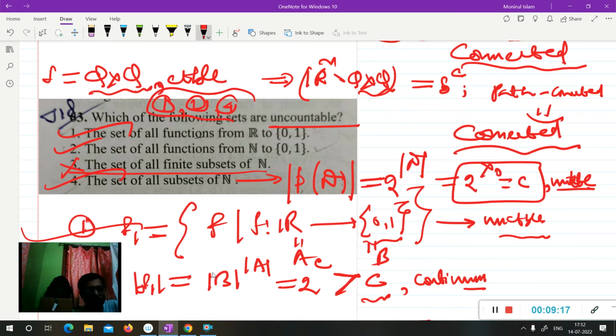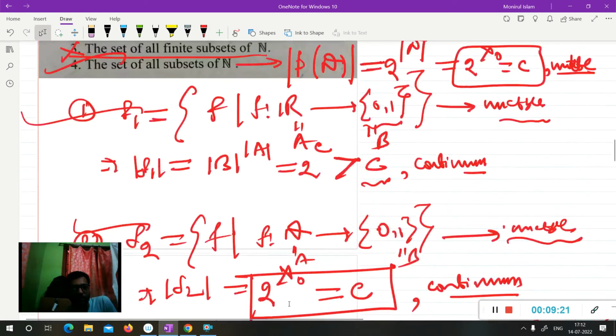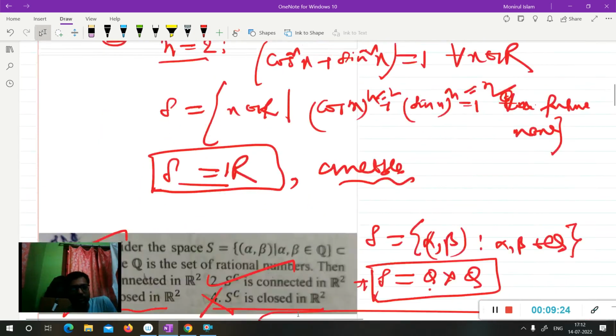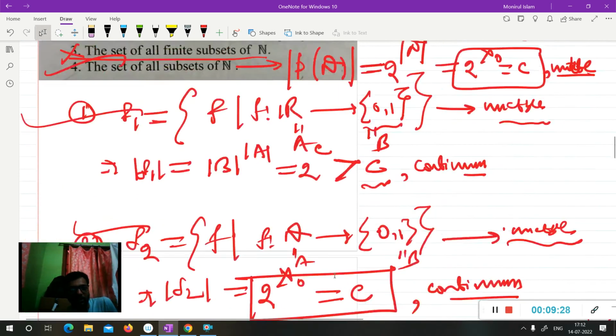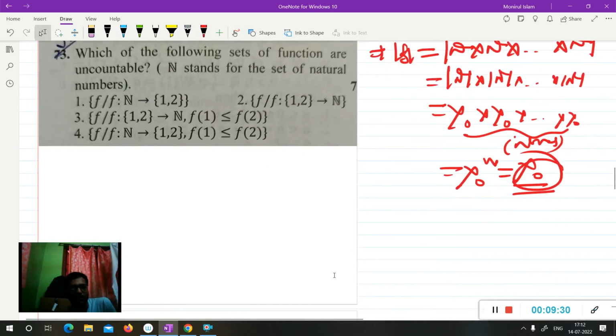If you have any doubt, you can ask in the comment section without any hesitation. Now we have solved 3 questions. These are part B questions, and this is a part C question. Now we are going to this question.